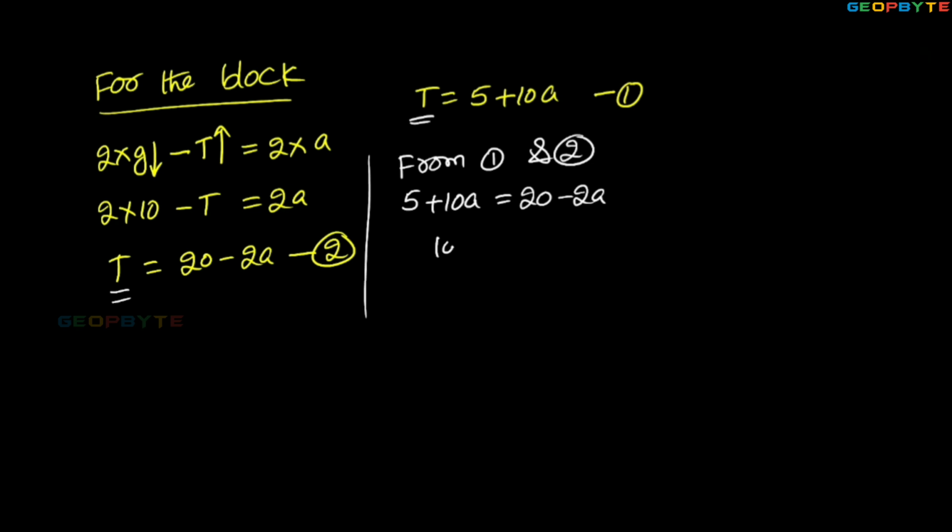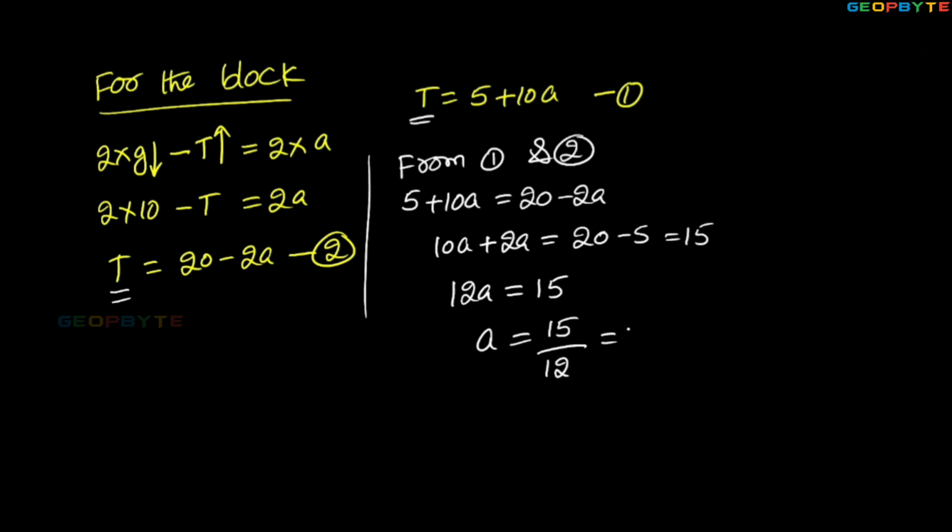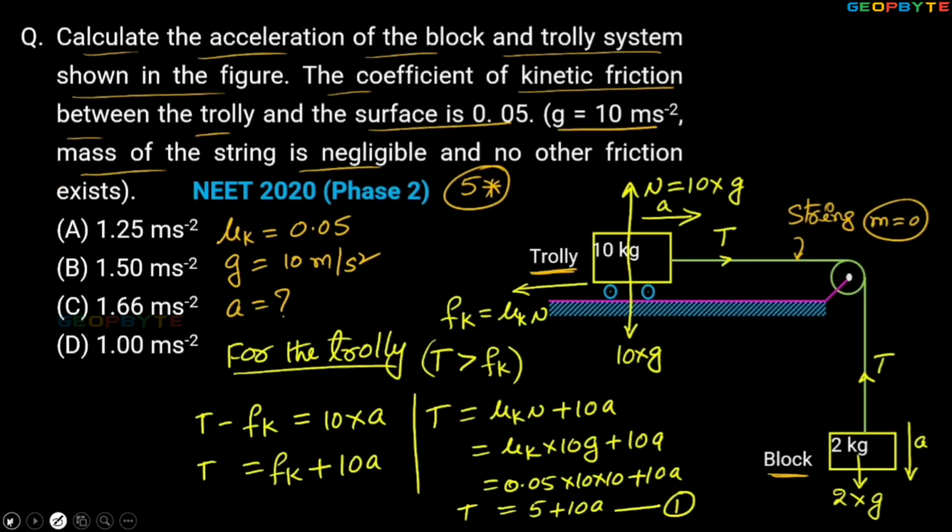From this, 10a plus 2a is equal to 20 minus 5, that is equal to 15. So 12a is equal to 15. From this, acceleration equals 15 divided by 12. You simplify this value to get around 1.25 meter per second square. That is the acceleration of the system. Look at the options. Option A itself is absolutely correct. Understood clearly? Yes.